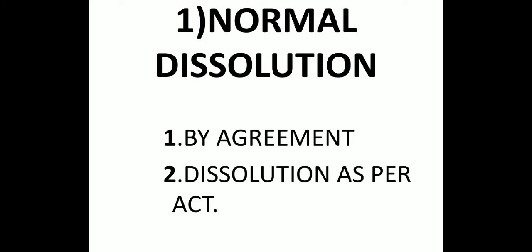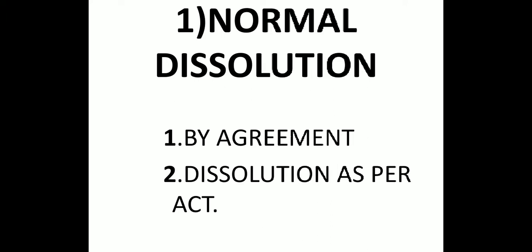I repeat, the second point is dissolution as per contract, and there is also a point, dissolution as per act. If we follow the order in your textbook, by mistake it is written dissolution as per act, which is the third point, and by mistake the second point has been skipped here. So let us understand that, and also we'll understand the third point again.